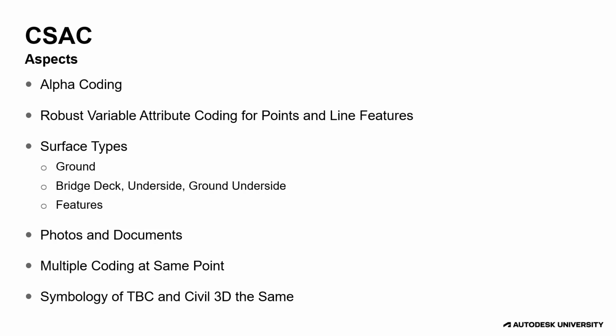And then we want to make sure that our symbology is the same in TBC and Civil 3D. So by using the attribute coding to control how our information is displayed, we can then get the same look in TBC and Civil 3D. And the user doesn't have to do a lot of assigning of styles. Everything is done automated for them because someone spent the time setting up the system. So we have the same symbology.